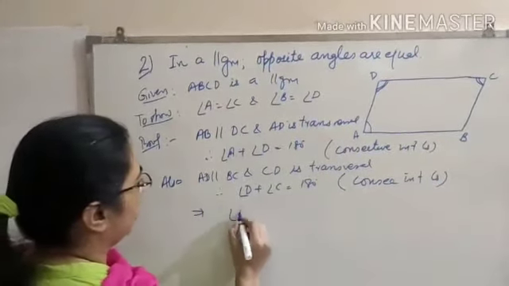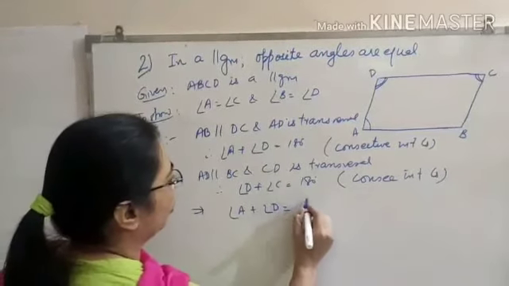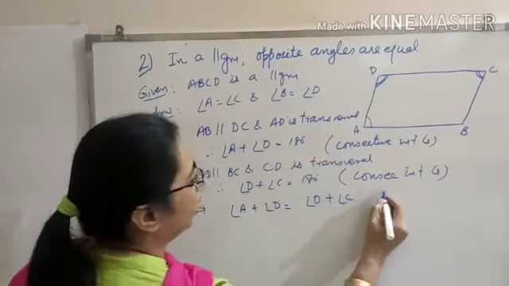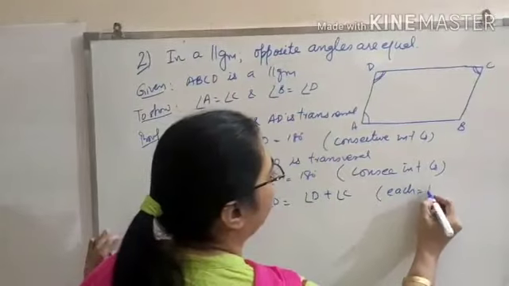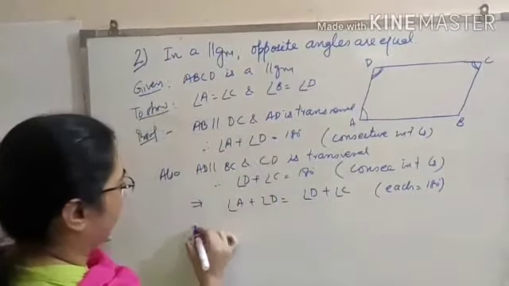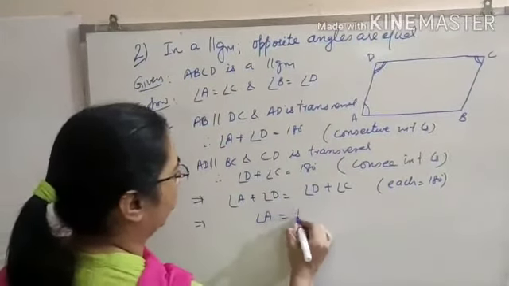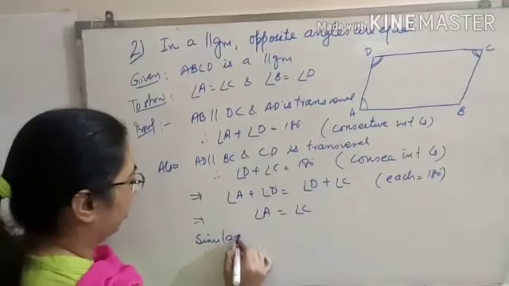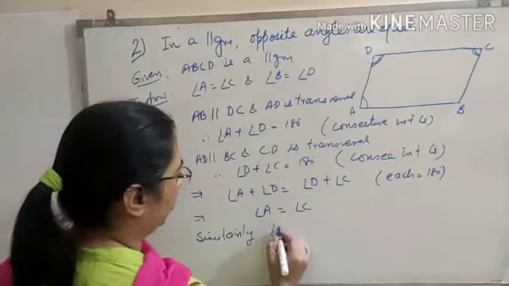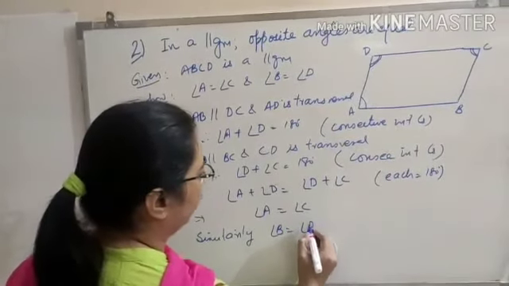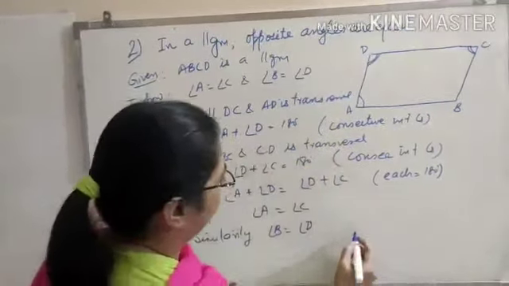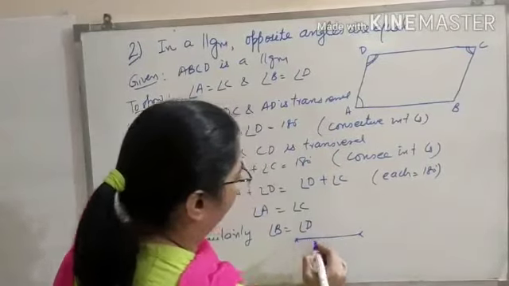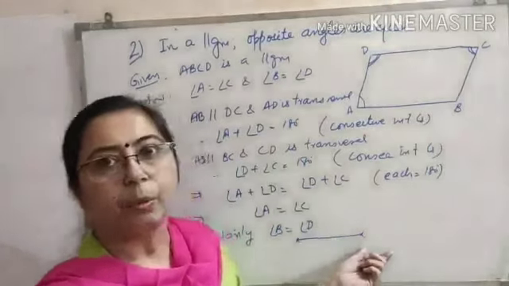Now both are equal to 180 degrees. So I can say A plus D is equal to D plus C, each equal to 180 degrees. From this you can say A is equal to C. Similarly, we can prove that B is equal to D. This shows the opposite angles of a parallelogram are equal.